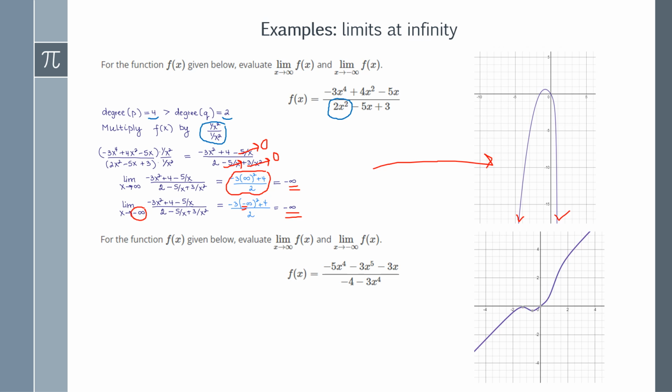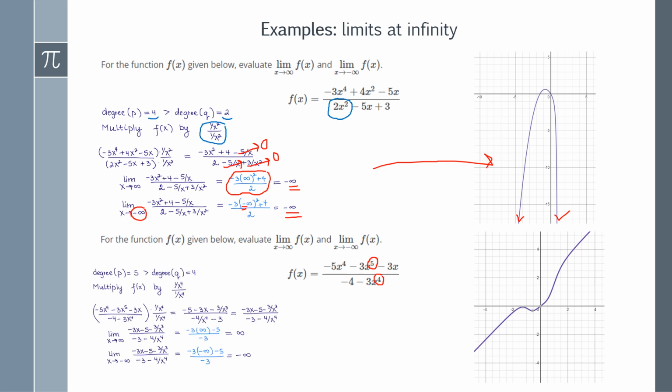All right, let's take a look at one more problem for this lecture. Here I have negative 5x to the fourth minus 3x to the fifth minus 3x. That's the polynomial of fifth degree in the numerator. Okay, and then I have negative 4 minus 3x to the fourth. That's the polynomial in the denominator. Okay, let's see what our solution is going to look like. So 5 is greater than 4. All right, so this is the third scenario that we've discussed.